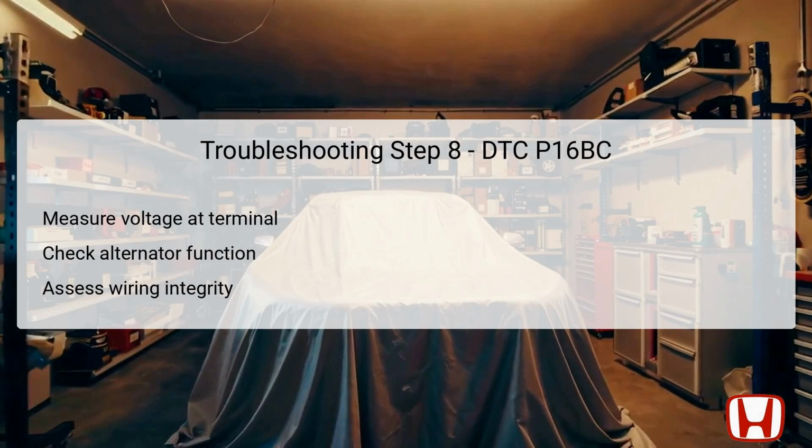The next critical step in troubleshooting is to measure the voltage between alternator 4P connector, terminal number 1, and body ground. This step directly assesses the function of the ignition power, IGP circuit. If battery voltage is present, the circuit is likely intact, and the problem may reside within the alternator itself.